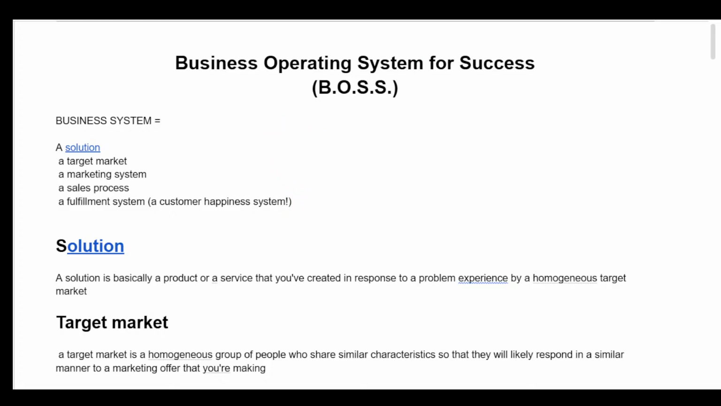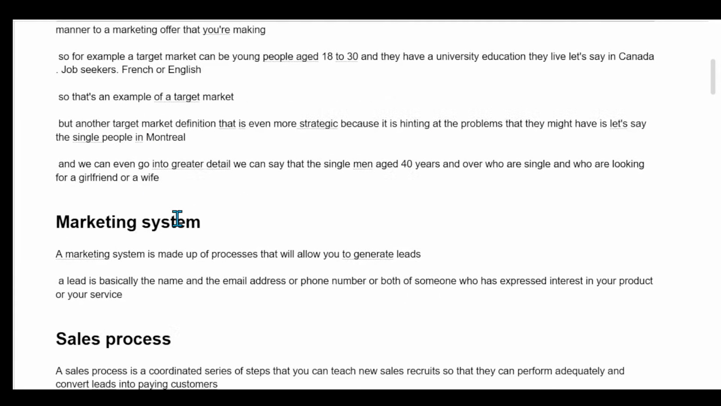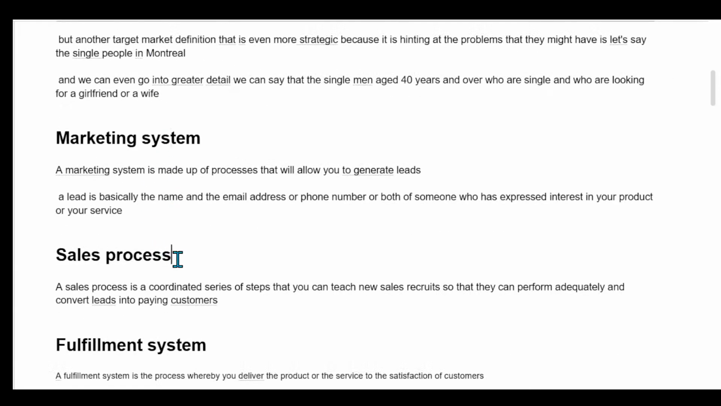And I'm going to make sure that when I share this document, people will be able to insert comments and questions directly inside of this document. So, whether you have a question about solution or target market, whether you have a challenge with your marketing system, you can actually write a comment right here, and I'm going to be able to answer your questions, your comments directly in this document.